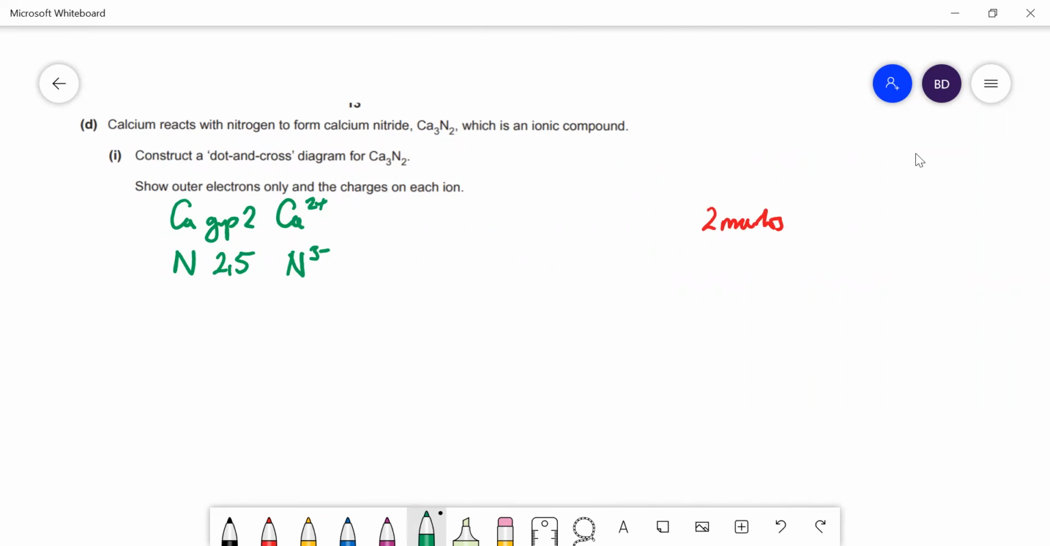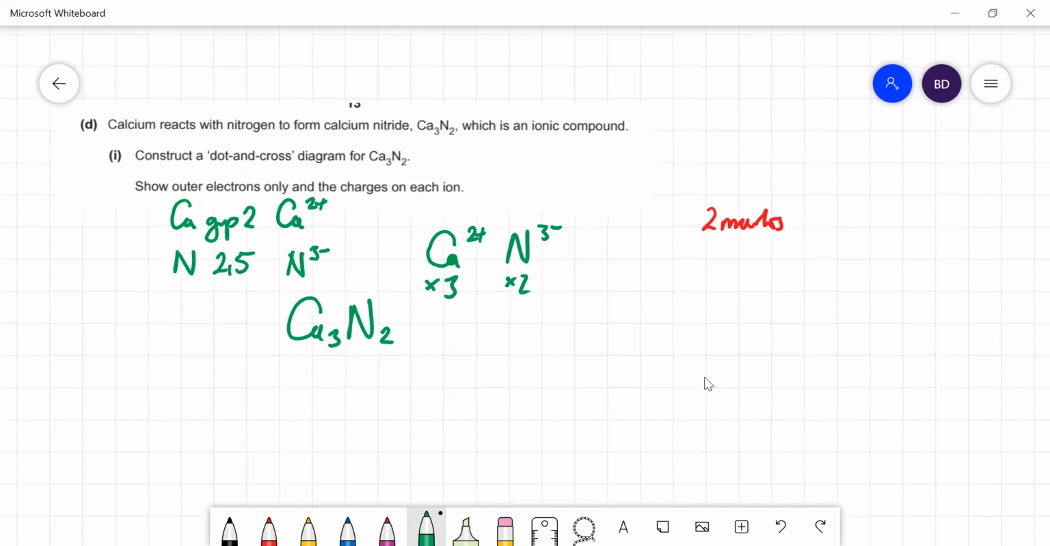So the nitride ion doesn't form very often, but we can see what would be the formula if we have a calcium 2+ ion and N3- ion. We have to have 3 of those and 2 of those. So it is Ca3N2. Okay, which they tell us, sorry. And let's draw the dot cross diagram then.